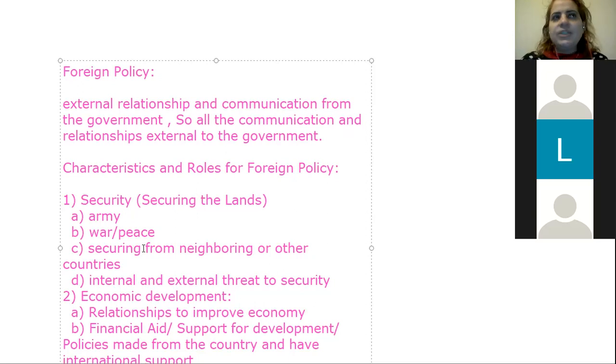So imagine how important it is, this sector of government. It's a communication between everyone in the country and in international terms, okay? So this is really important. Okay.